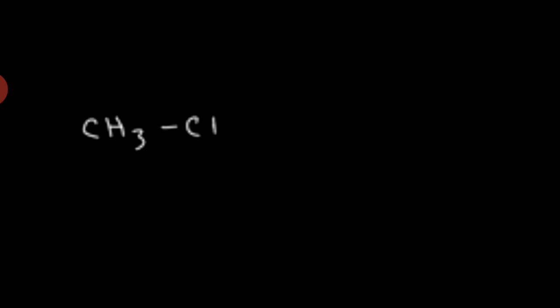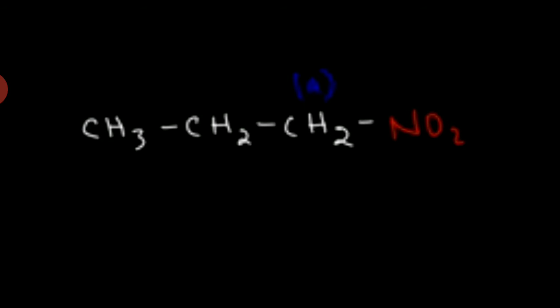Now the next aspect we have to say is what is the effect of position of proton with respect to the electron withdrawing group. Now this is 1-nitropropane. In this compound we can have three different types of signal. We can label this as signal A of the CH2 group, this is the signal B of the second CH2 group, and this is the signal C of the CH3 group.